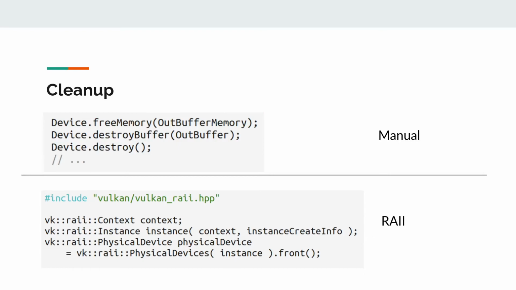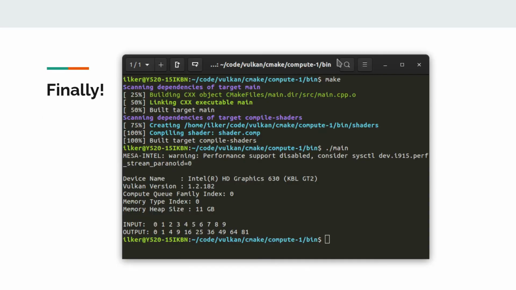If you don't want to do the cleanup manually, you can use the Vulkan RAII header file and use the classes in that header. And finally, after all these steps, we have a Vulkan command line program that doesn't render any graphics, that doesn't do anything substantial. It just squares the numbers given to it. This seems like a huge anticlimax after all these steps we have to go through, but that's Vulkan programming in a nutshell.